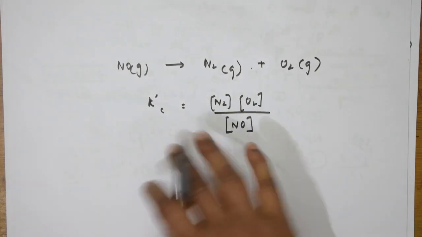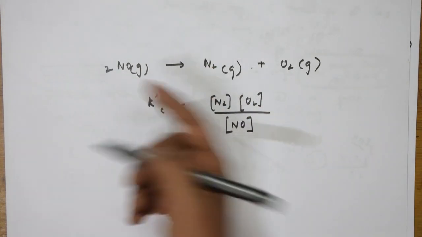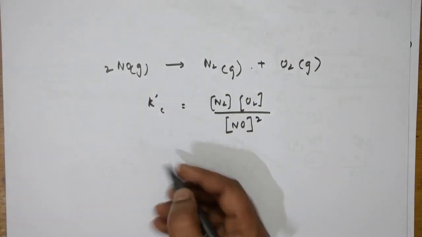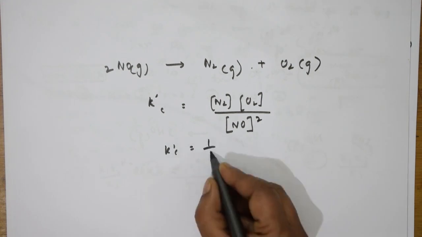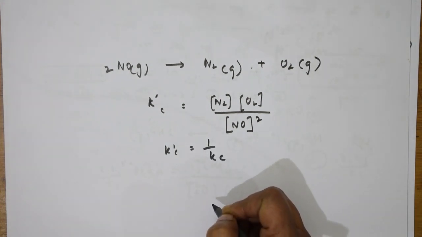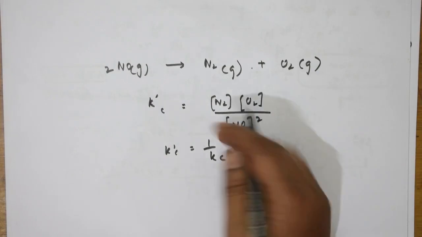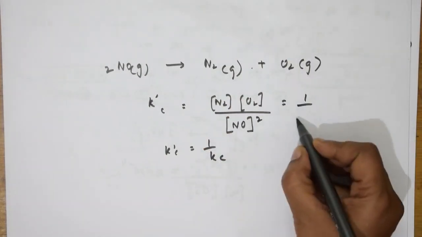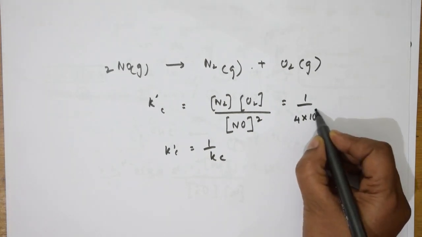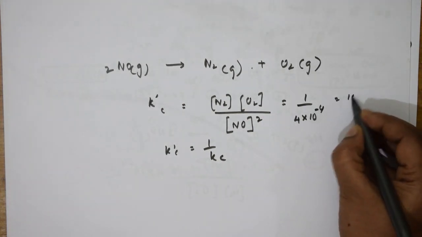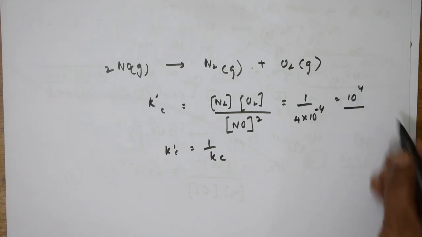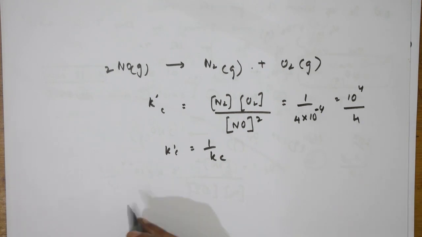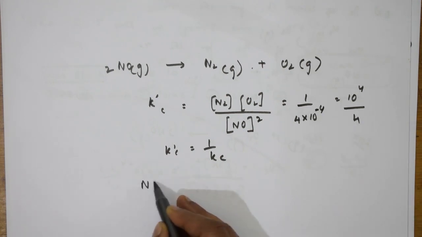How much is the balanced one? This is 2NO, so it is squared. How much is this if I have to write it in another term? K prime C is equal to 1 by Kc. Correct? Yes, so 1 by Kc. Kc, how much is this given to? We've got 4 into 10 raised to the power of minus 4. So this becomes equal to 10 raised to the power 4 by 4, isn't it? Yes. Right. Next.